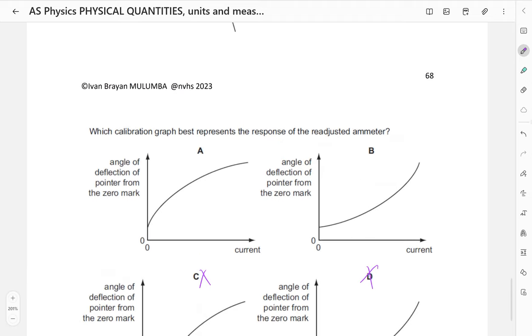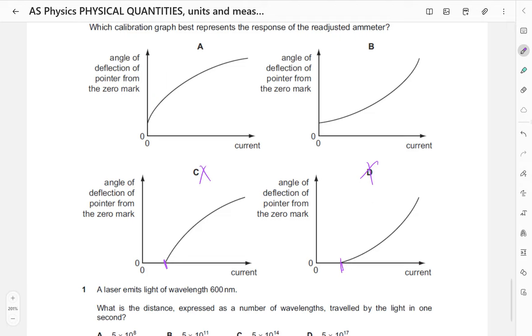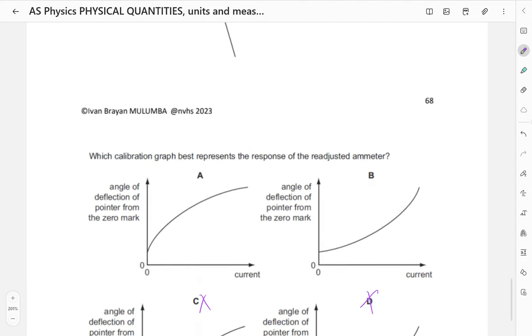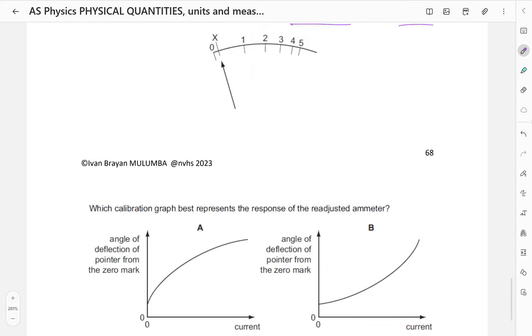So we remain with A and B. There must be a deflection when there is no current. That's why I've eliminated C and D. C and D are showing there is no deflection, but there is a current. Yet there must be a deflection when there is no current. Now we remain with these two.